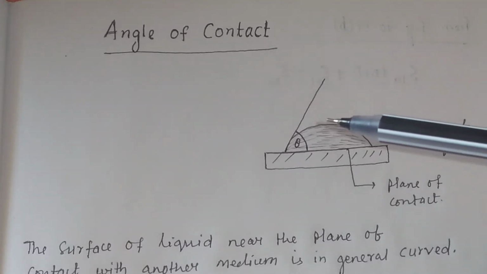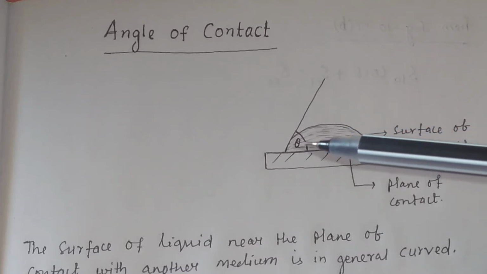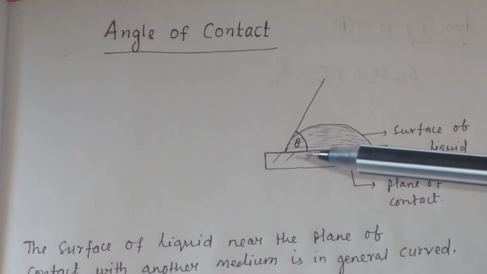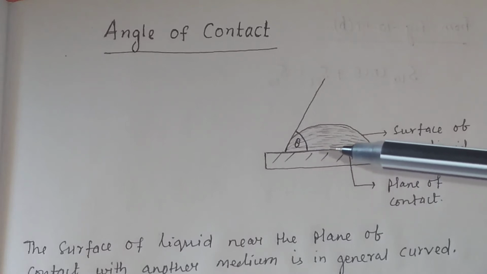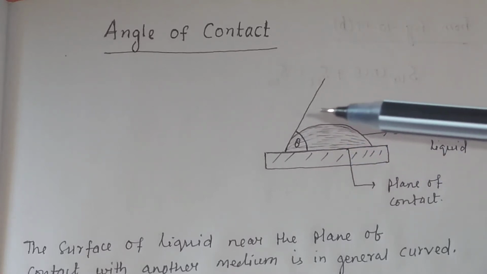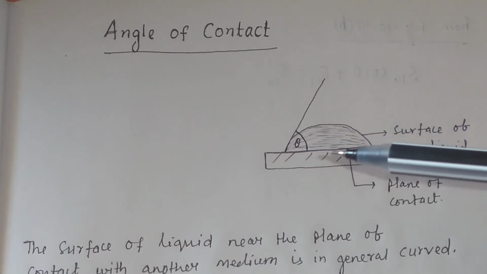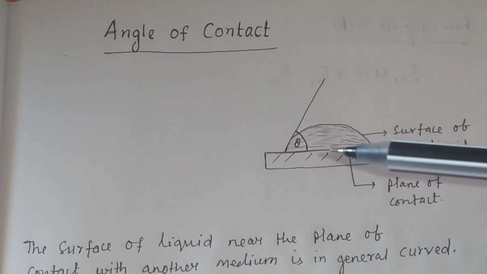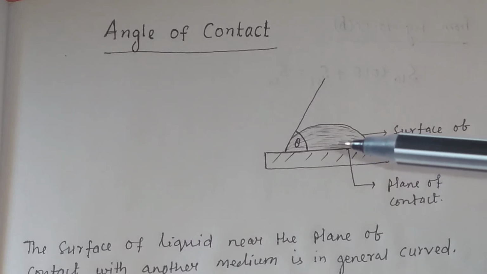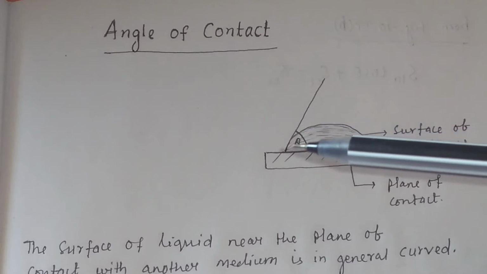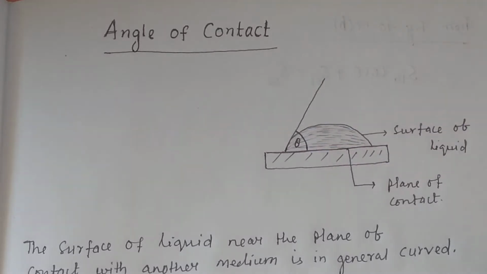The surface of liquid near the plane of contact with another medium, that is the solid medium, is generally curved.